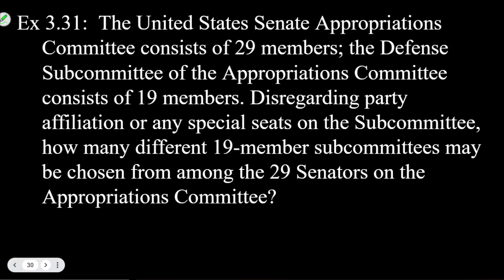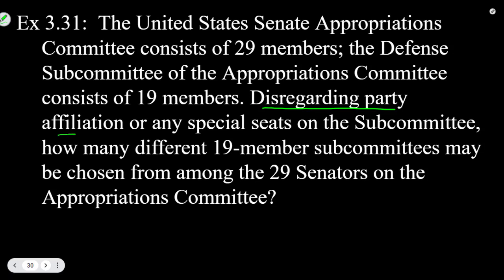Well, just to clarify, this means that everyone in the group is basically the same. Now, that's not in reality how it works, but in our example here, that's what we're going to do. And that means the order doesn't matter. It doesn't matter what order they get put on the committee. They are in the committee, and so that makes this a combination.